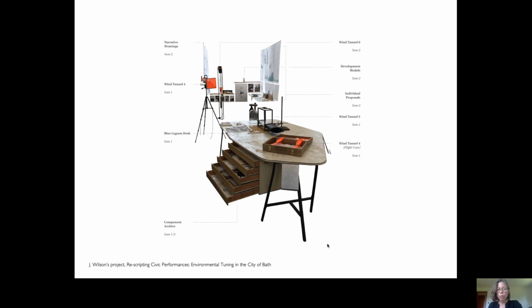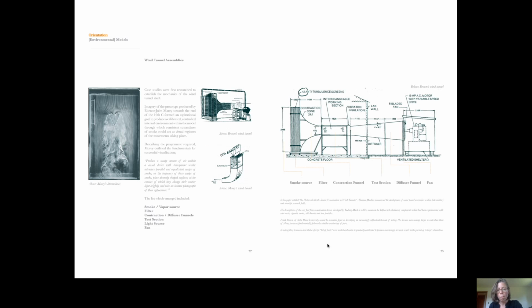So there were 3 ways in which the environmental models went on to inform design proposals in Bath. The first is by conceiving of buildings as environmental instruments, drawing on some of the insights about the instrumentation of the environmental models themselves. This was exemplified through Jamie Wilson's project, Rescripting Civic Performances.